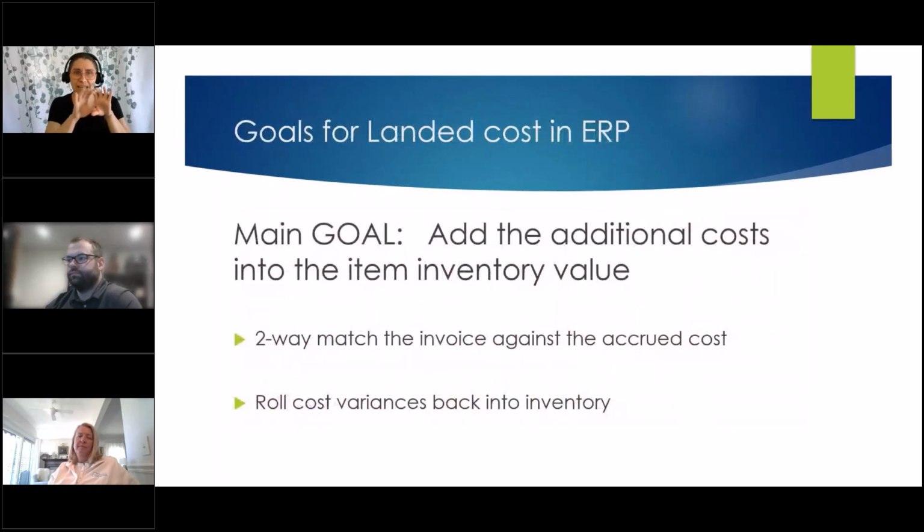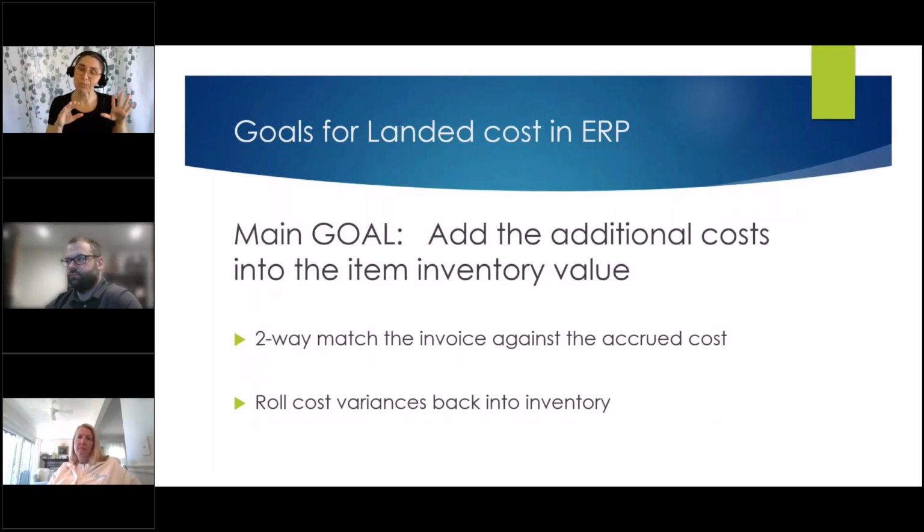The goals for landed costs in ERP are a couple of things. Obviously our main goal is to add the additional costs into the item inventory value, but there are some secondary goals. We may want to do a two-way match to match that invoice against the accrued costs so you can have that audit trail. And we may want to roll back cost variances into inventory. We'll touch on those capabilities as we talk through the other pieces of software and what each of the ERPs can do with landed costs.